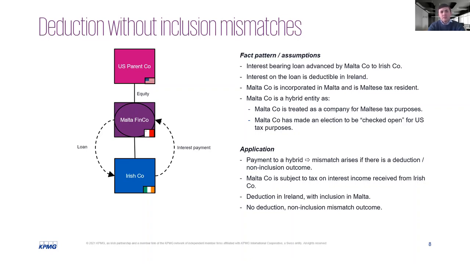And so for this example, it's quite straightforward. We can stop at that level. We have a deduction, but we have an inclusion of that income, and so a mismatch outcome doesn't arise.